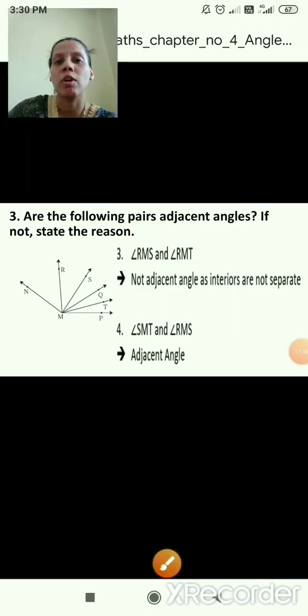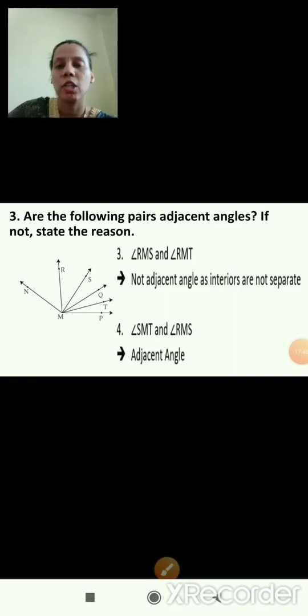So what we learned today: we have seen the definition of adjacent angles, the concept of interior points and exterior points, and we have solved practice set 15. Today we will stop here. In the next session we will start with practice set 16.